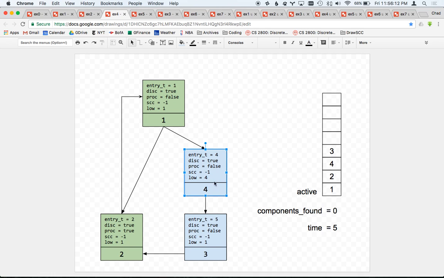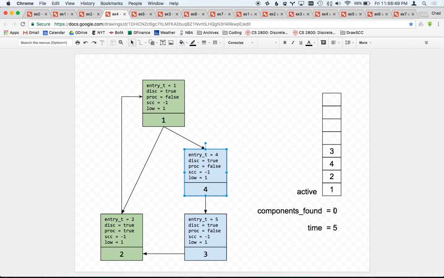We now give 3's parent the benefit of the lowest vertex that can be reached by using a back edge from 3. And that is now vertex 1. So if we can get from vertex 3 to vertex 1, then we know we can get from vertex 4 to vertex 3, so we can certainly get from vertex 4 all the way back to vertex 1. And vertex 1 is the lowest vertex we can get, earliest vertex we can get to from vertex 4.